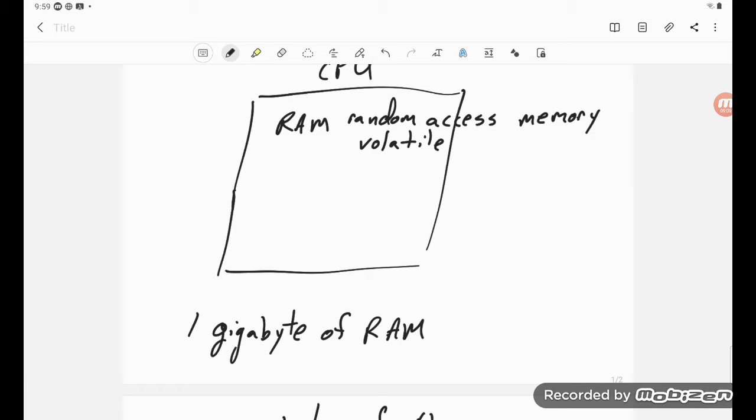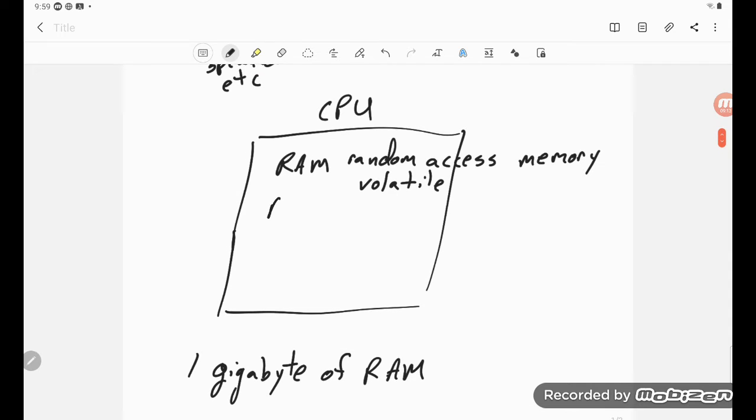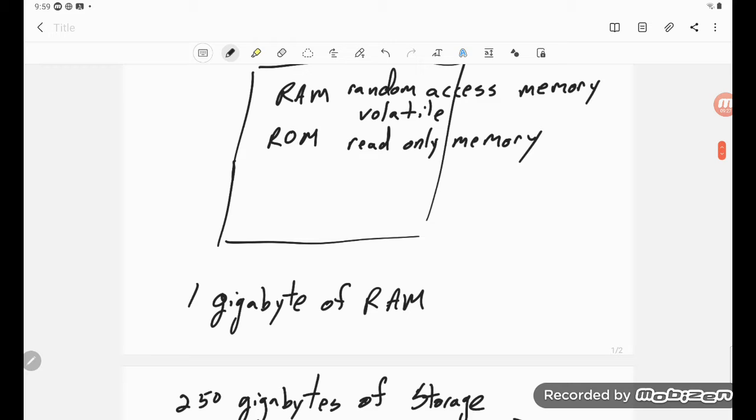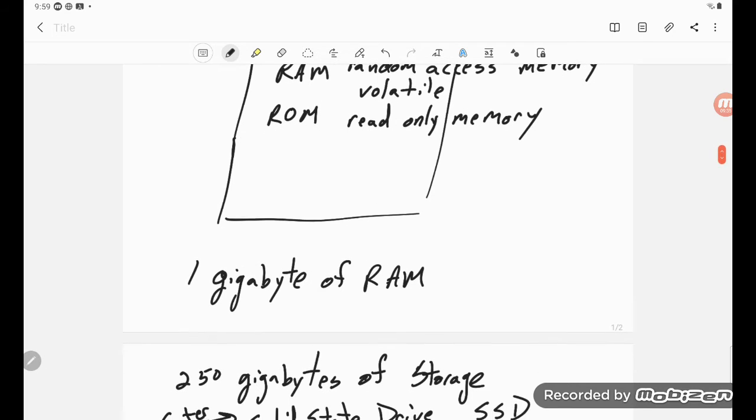Let's see. So, well, there's also ROM, which is read-only memory. And now that tends to be for things like just computer startup and the very, very basics of the computer. You don't tend to deal with the ROM at all, but it is there.